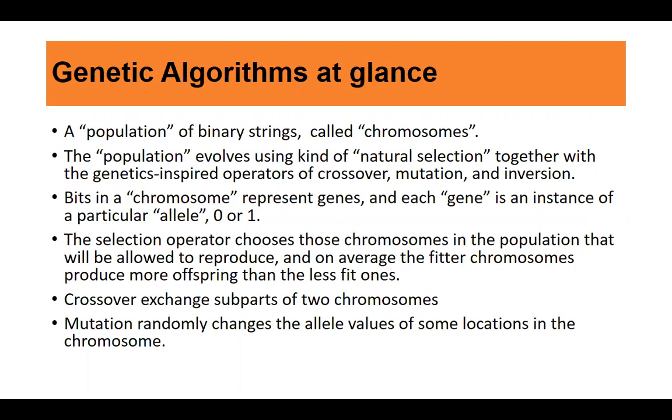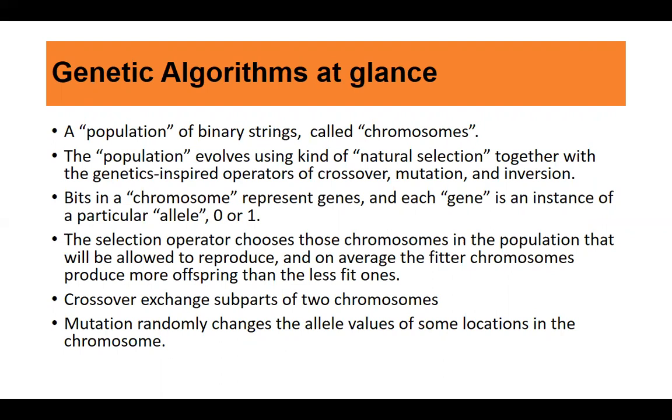The selection operator chooses those chromosomes in the population that will be allowed to reproduce. On average, the fitter chromosomes produce more offspring than the less fit ones. It is the concept of Darwin's theory of survival of the fittest. So the chromosomes which are more fit than others will be selected for the next generation of offspring.